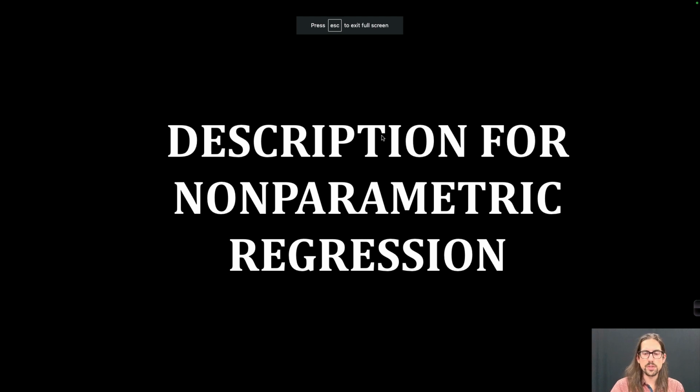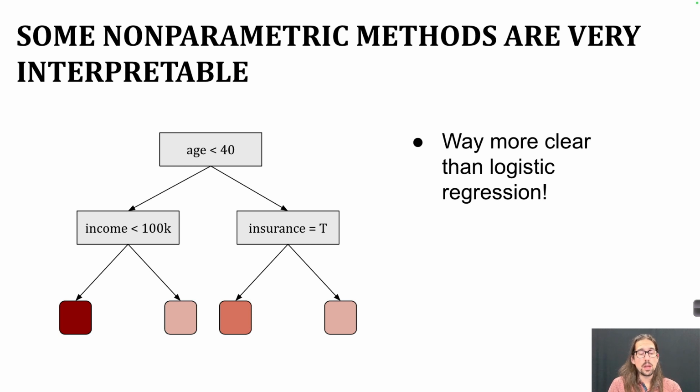Okay, so now we will talk about how you use these nonparametric regression models in practice, and we'll talk about three different use cases: description, prediction, and causal inference, like we've been doing for our other regression methods. The first one is for description. So if you just want to describe a relationship.